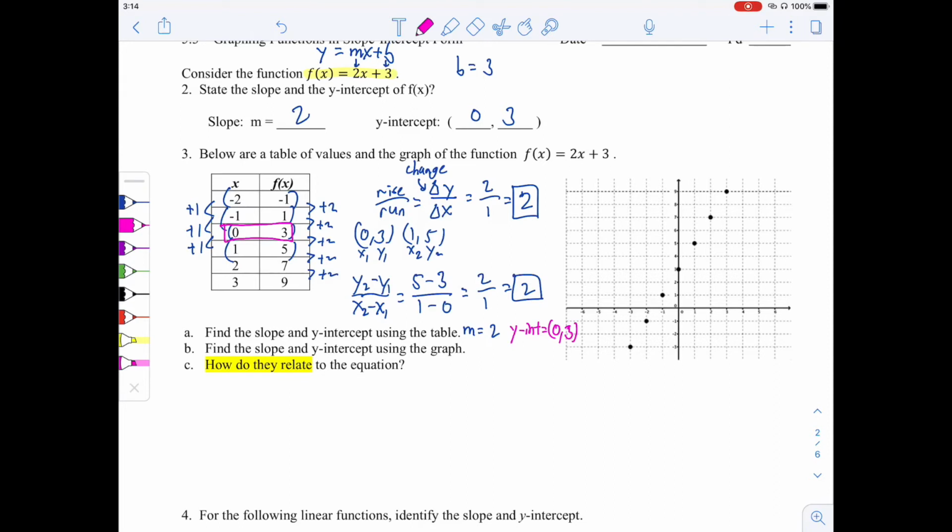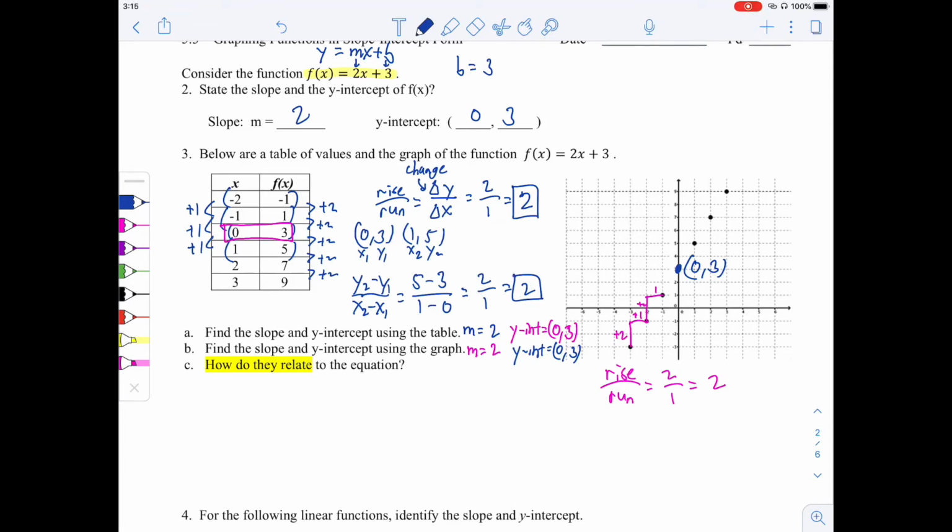And then next one, find the slope and the y-intercept using the graph. Same thing. I'm just going to go up 2, positive 2, and this is positive 1. Up 2, 1, and follow the pattern 2, 1, 2, 1, 2, 1. So our slope, again, is rise over run: up 2, right 1, which is just 2. So again, slope is 2. Our y-intercept is right here, and that is at point 0, 3. So y-intercept 0, 3, and that's our point.